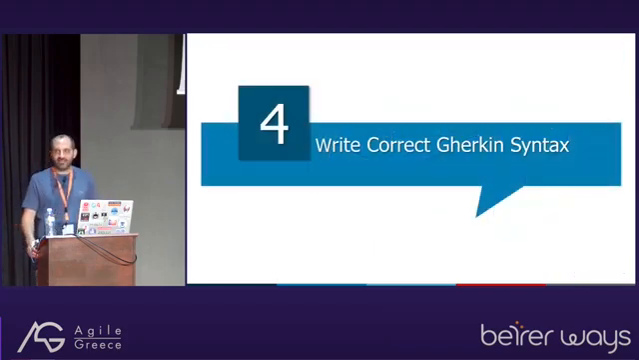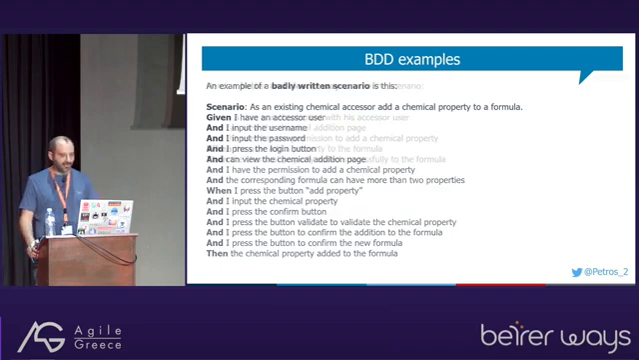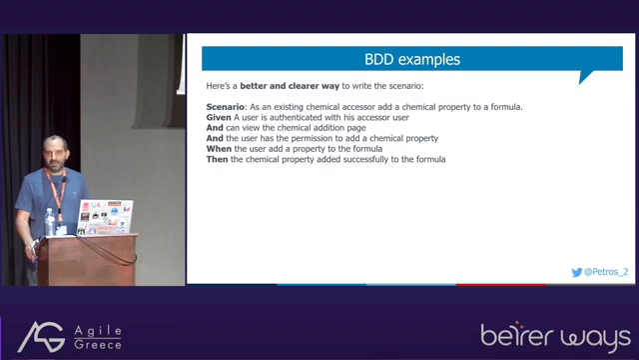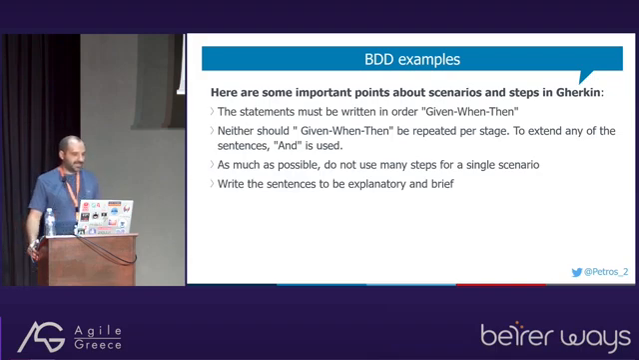Also use correct Gherkin syntax. Instead of this, that's a test case, write something like that. That's a better and clear way to write your scenarios. This is a requirement. Remember, the less the better. I have some points here for Gherkin. The statements must be written in order given when then. Never should given when then repeated per stage. Use and. Do not use many steps for a single scenario, and write the sentences to be brief.